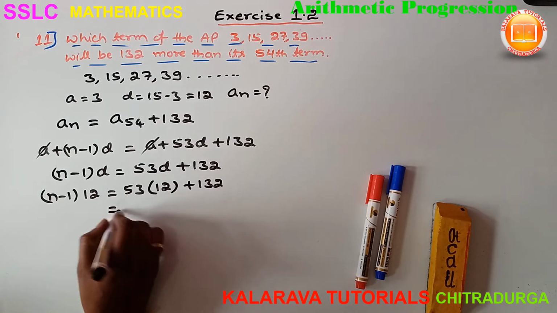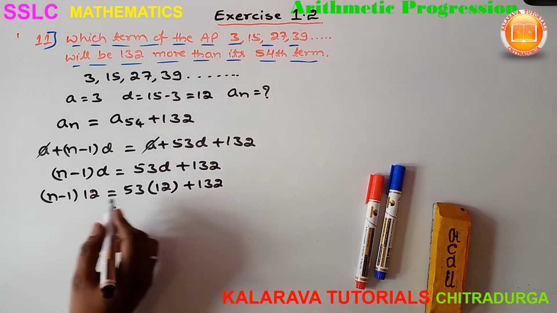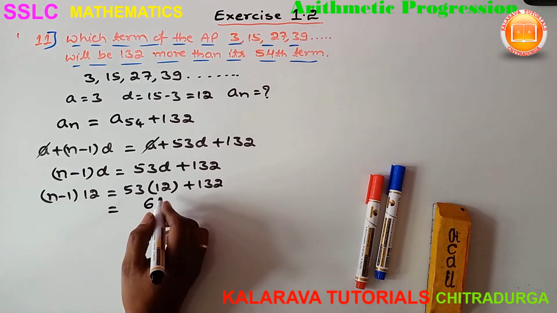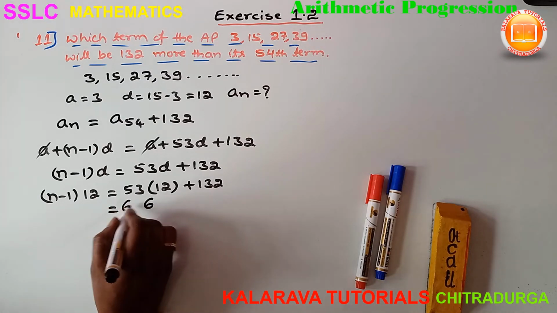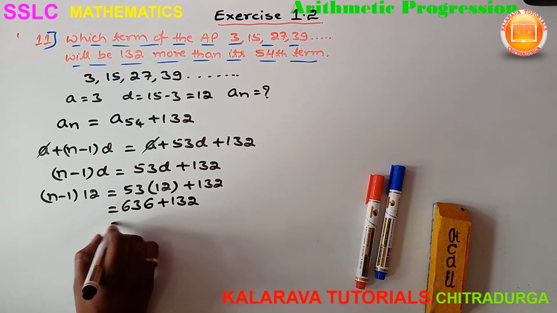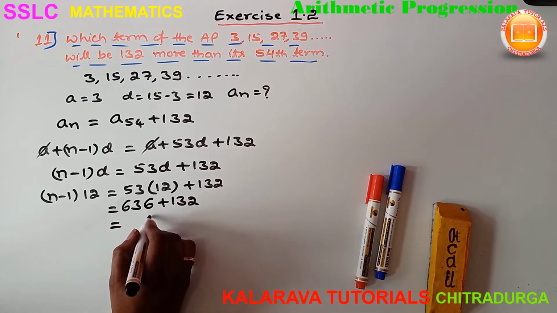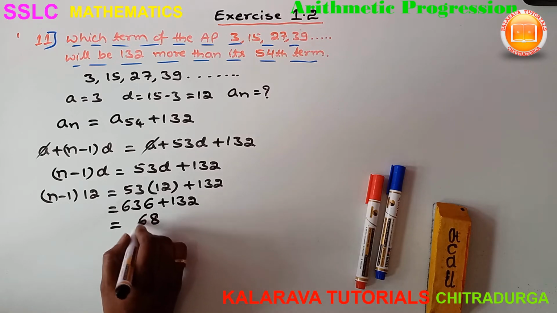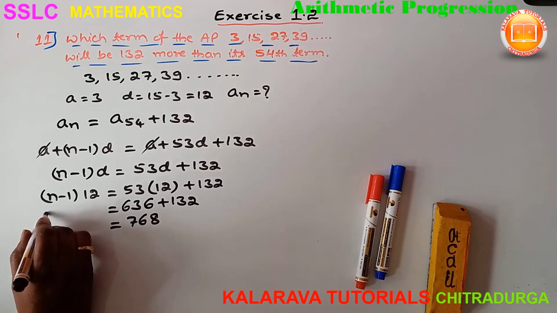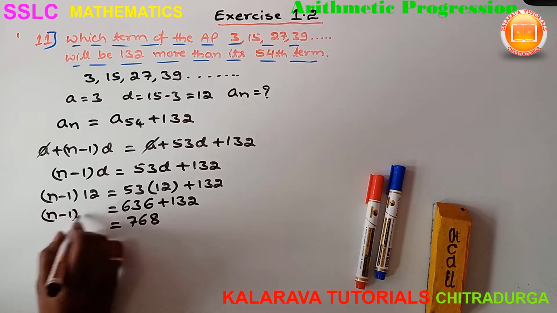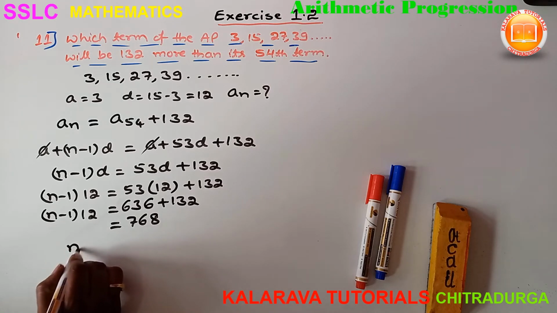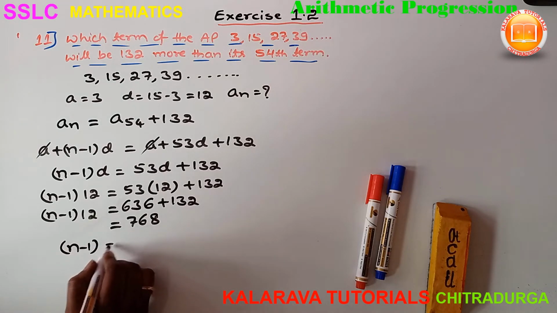Here you observe, 53 into 12 means we have to multiply this one. 12 threes are 36, that is 3 carry. 12 fives are 60 plus 3, 63. 636 plus 132. So that is equal to, by adding this one, 6 plus 2 is 8, 3 plus 3 is 6, 6 plus 1 is 7, 768. Now we have to transfer this 12 to the right hand side.